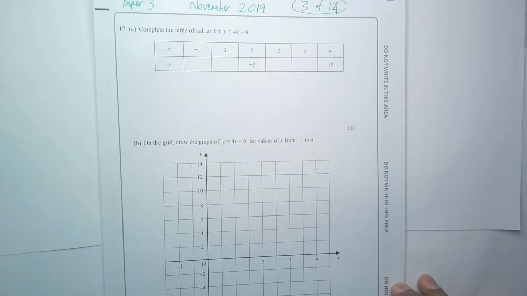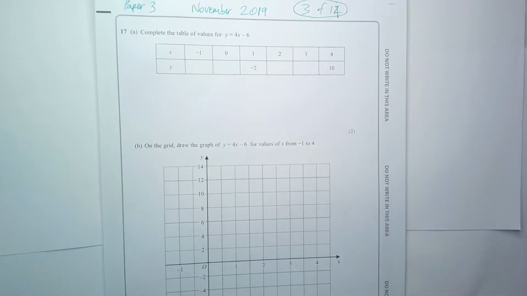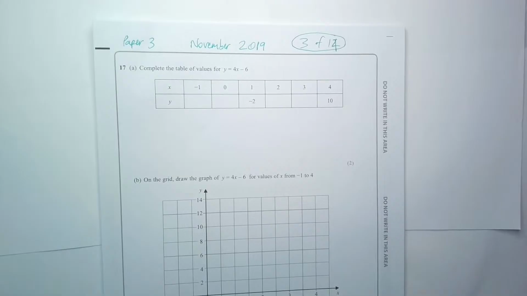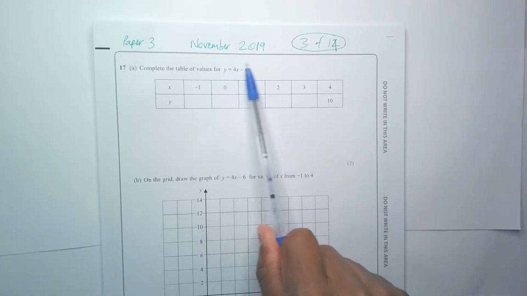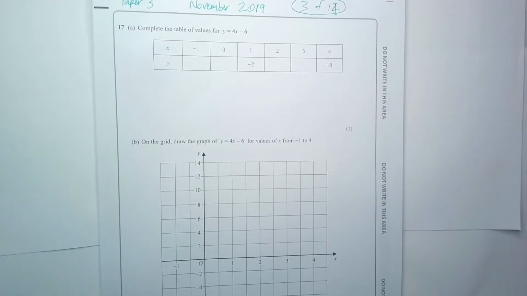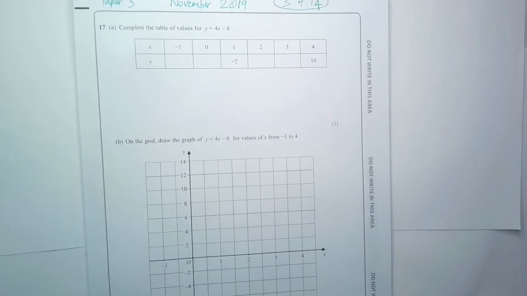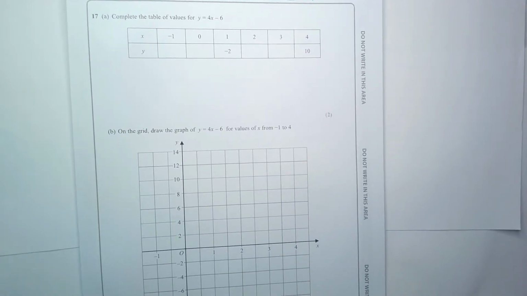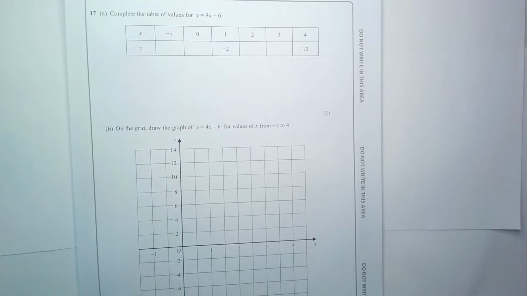Not very often though. Okay, so here is the third question in our pack of 14 questions. This is from November 2019. This is paper 3. So press pause, and when you are ready, you can press play for the answer.